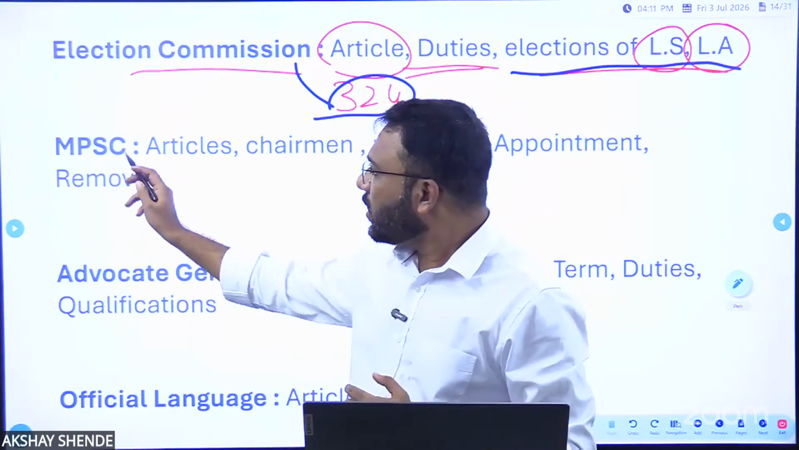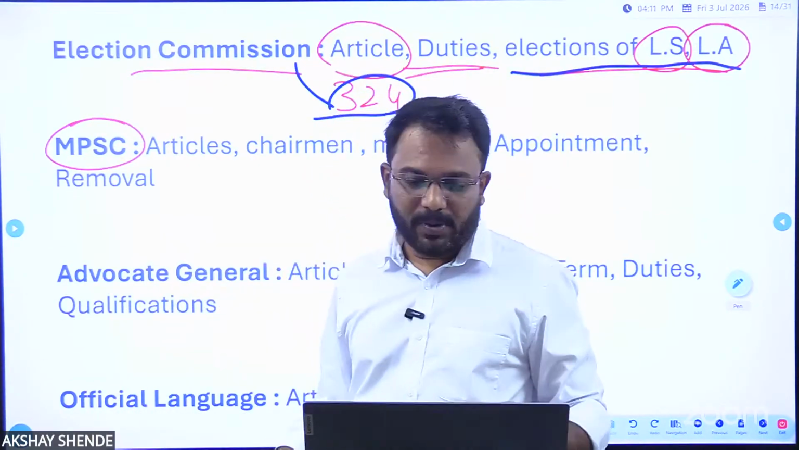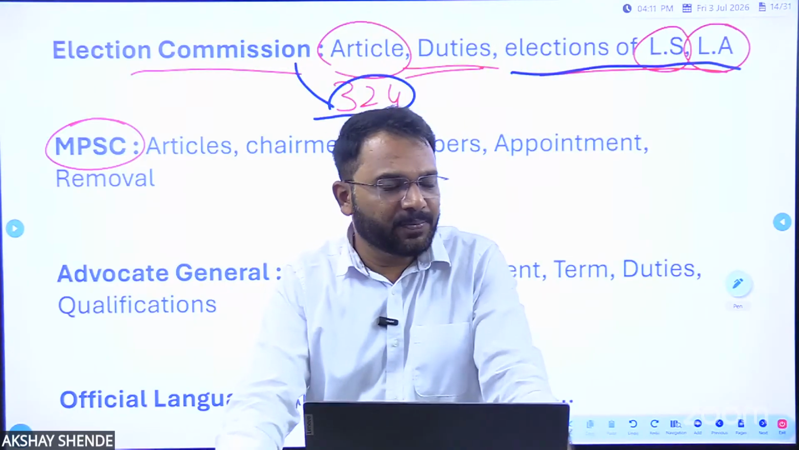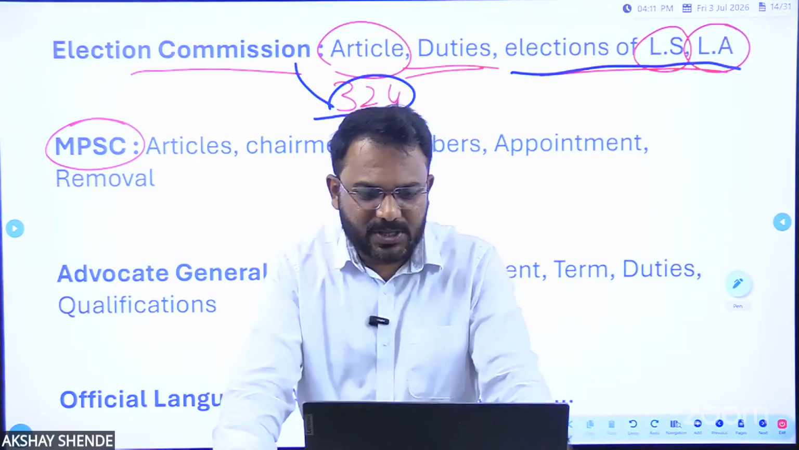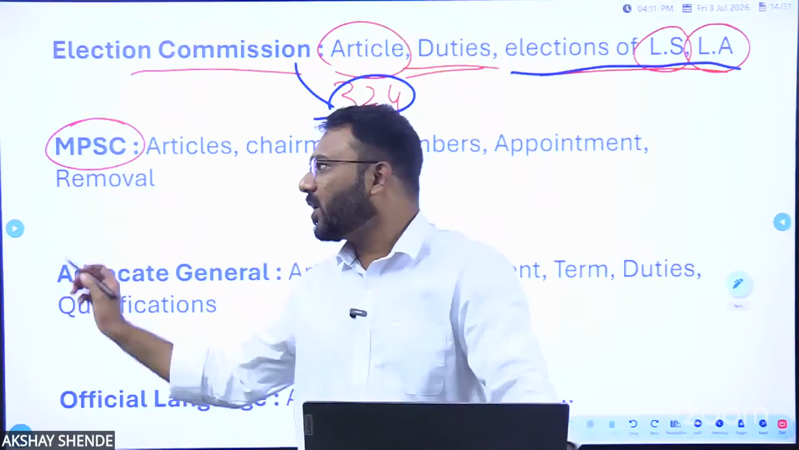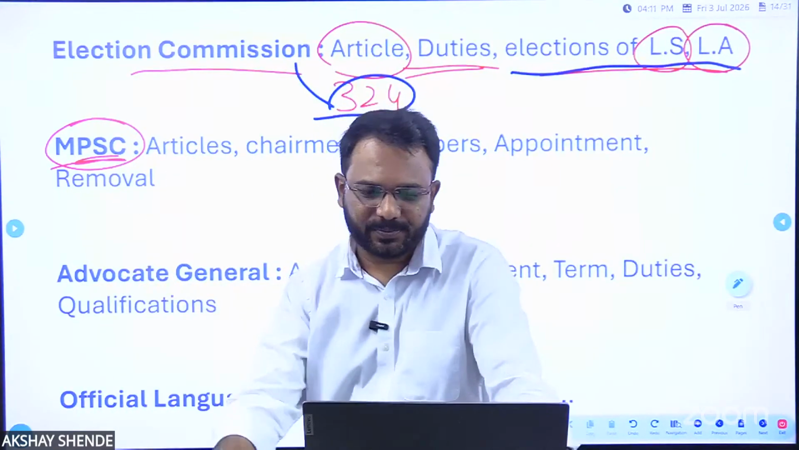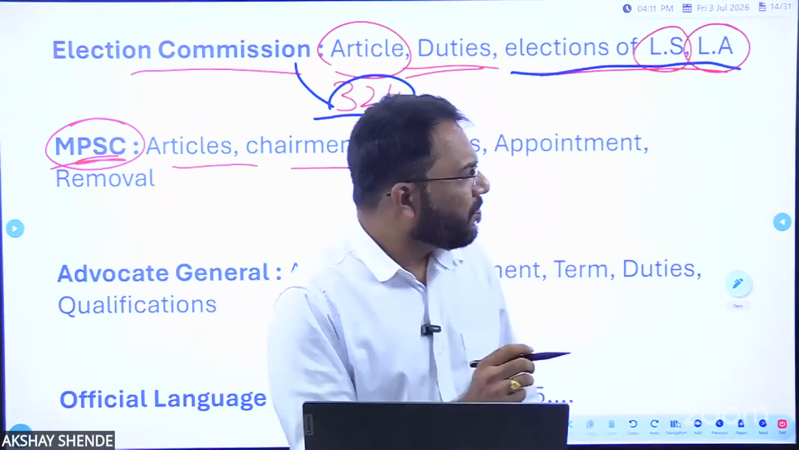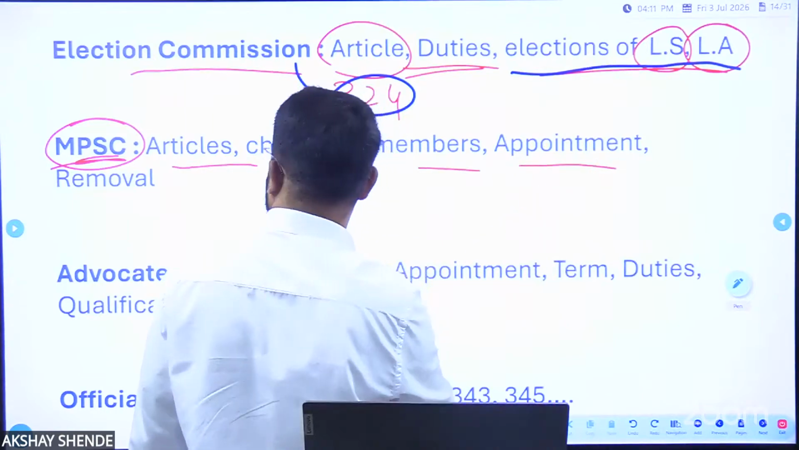Okay, now comes Public Service Commission. There are 2 public service commissions in India. The one is Union Public Service Commission, that is UPSC, and the second one is State Public Service Commission. And in case of Maharashtra, we have MPSC. For MPSC, they have asked you articles, chairman, members, their appointment, and their removal.